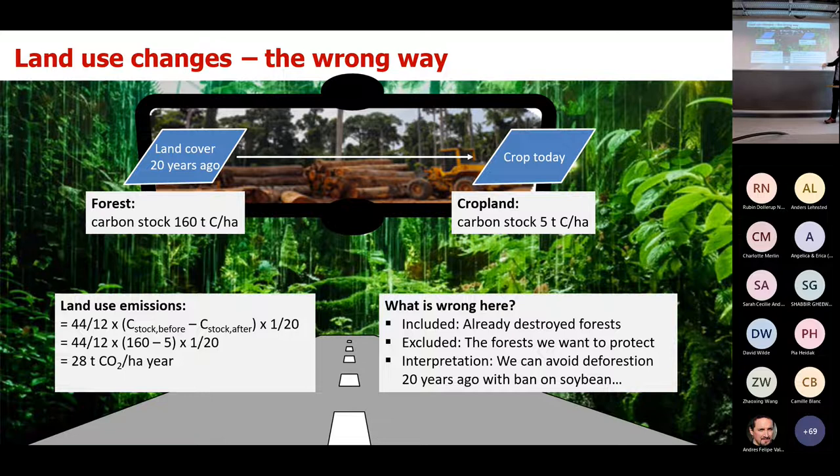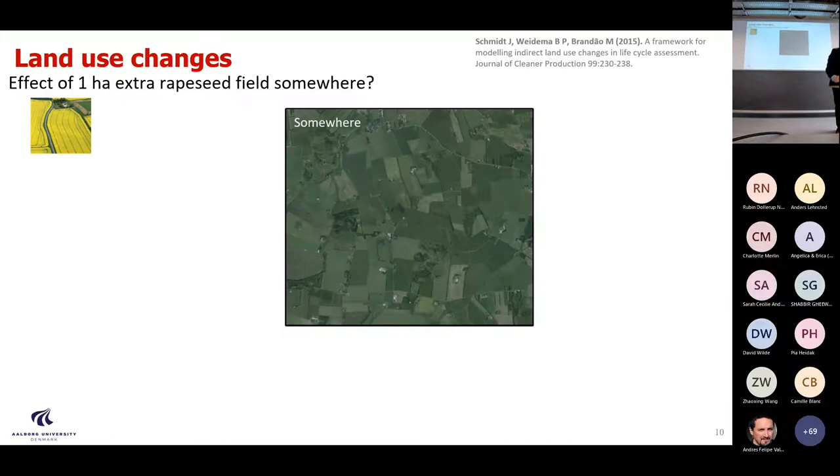And how can we interpret the results of such a calculation? The interpretation is that we could have avoided deforestation 20 years ago with a ban on soybean. That's obviously nonsense. It doesn't work. So how can we do it the right way?